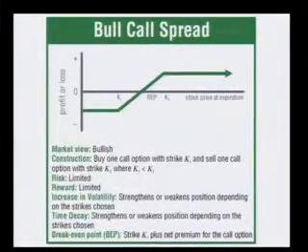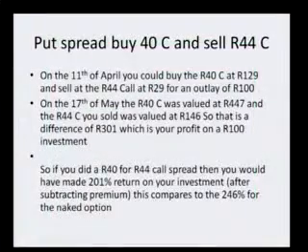Now, by doing that, you managed to defray some of the costs you incur in doing a trade. So the example I looked at here, I think it was about 129 Rand and 29 Rand for the 44 call. Here you could do that on the 11th of April. You could buy the 40 Rand call at 129 Rand and sell the 44 Rand call at 29 Rand. So that's an outlay of 100 Rand.